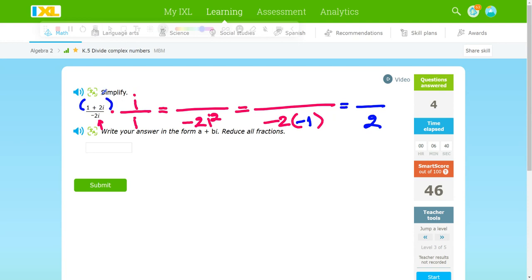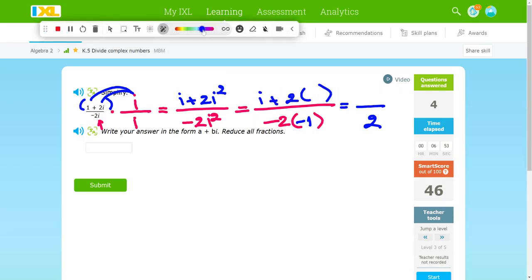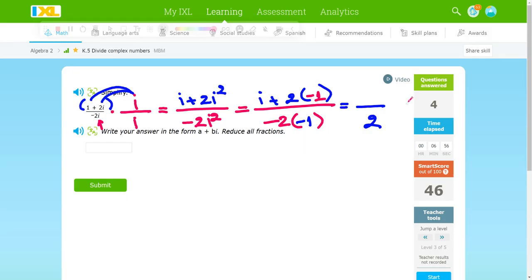Numerator, let's multiply them out. 1 times I become 1i. 2i times I become 2i square. Okay, and then instead of I square, I substitute negative 1. So now the numerator become I, subtract 2. Okay, so now divide them. So I divide by 2, subtract 2 divide by 2, that's a negative 1. Okay, so now I put a negative 1 in the front, and then plus I over 2 in the back.